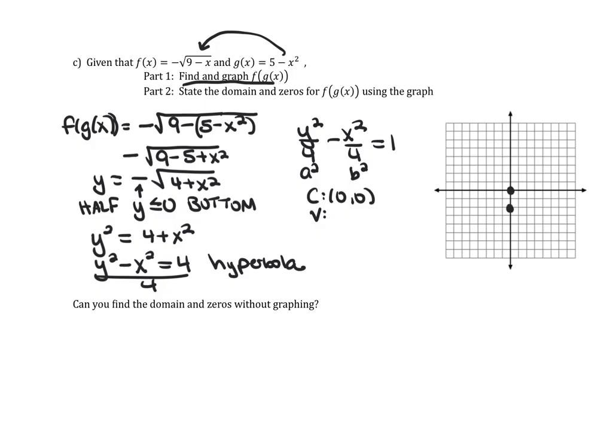Our vertex will go up and down 2, but in this case, since we only want the bottom half, just down 2. So 0, -2. Our co-vertices would be left and right 2. So that will be at plus or minus 2, 0. Remember, we want to use our box or our corners to draw our asymptote lines.